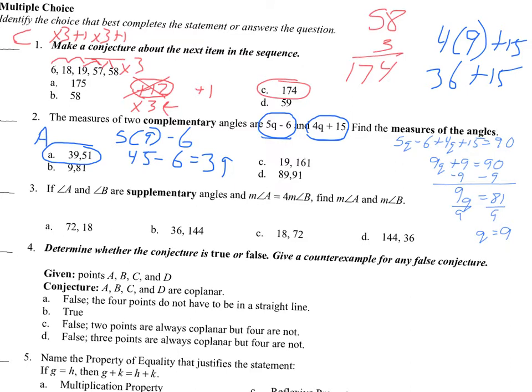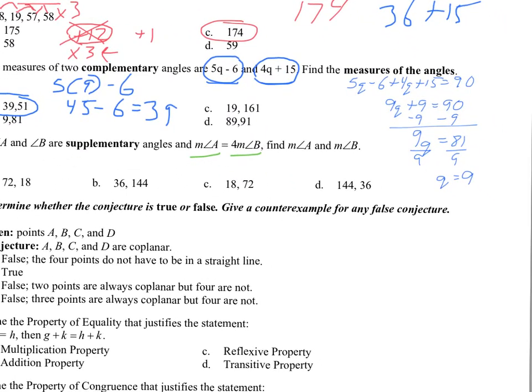Alright, let's look at the next one. This one says that A and B are supplementary angles, and that the measure of angle A is 4 times the measure of angle B. So when I add these two together, I get 180 degrees. They're supplementary. So what I'm going to have to do is say if angle A is x, then angle B is going to be 4 times x, 4x.